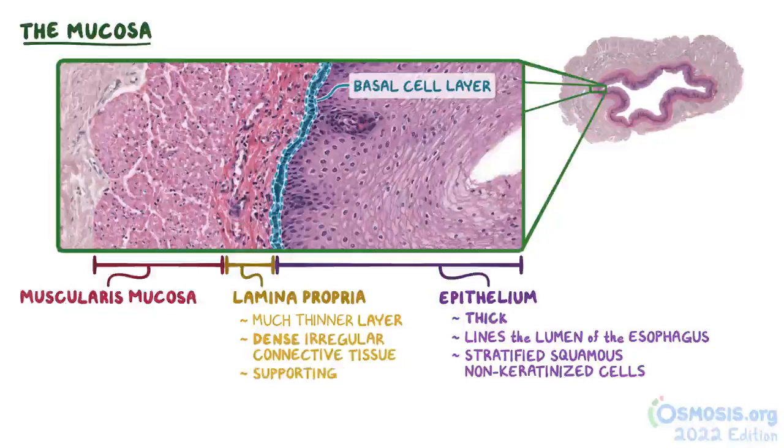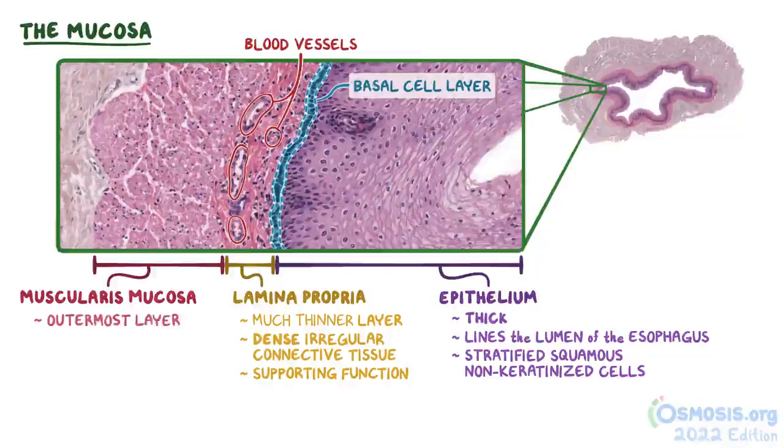The lamina propria is a much thinner layer of dense, irregular connective tissue. It provides a supporting function to the epithelium, such as the blood vessels within the connective tissue that supply blood to the epithelium. The muscularis mucosa is the outermost layer of the mucosa and is comprised of smooth muscle. The muscle fibers in this image have a circular or dot-like appearance because the fibers run longitudinally, or in the same direction as the esophagus.